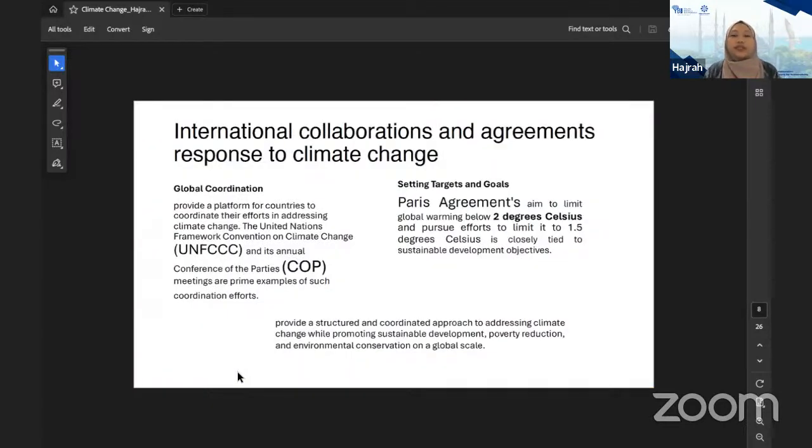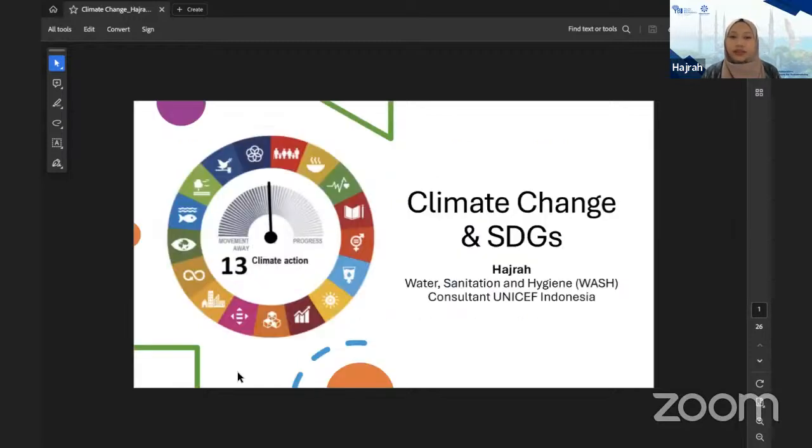And then talking about international collaboration and agreements in response to climate change, perhaps you are already familiar with UNFCCC, the United Nations Framework Convention on Climate Change, and the Conference of the Parties that happens annually, and also the Paris Agreement, and what its goals are, how they wanted to limit global warming below 2 degrees Celsius and pursue effort to limit it to 1.5 degrees Celsius.